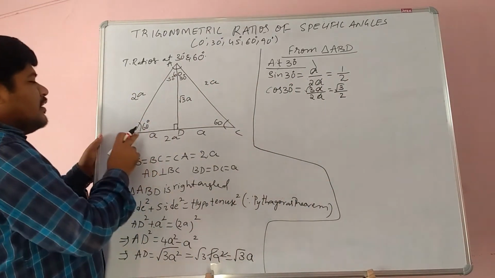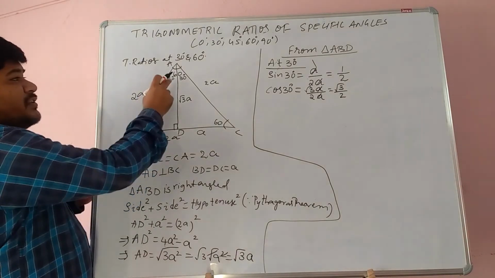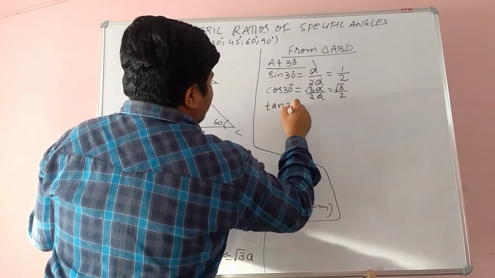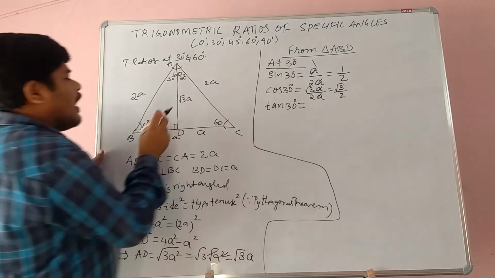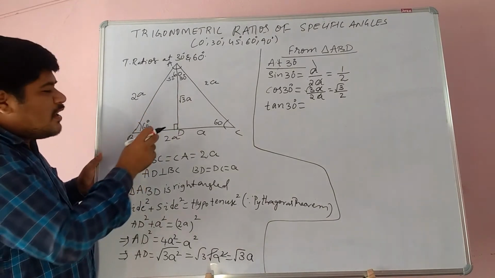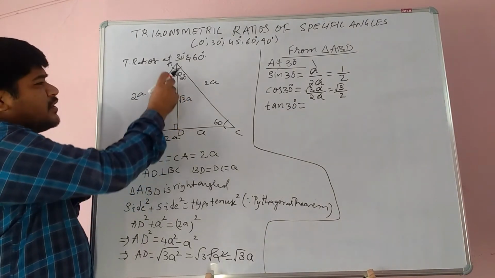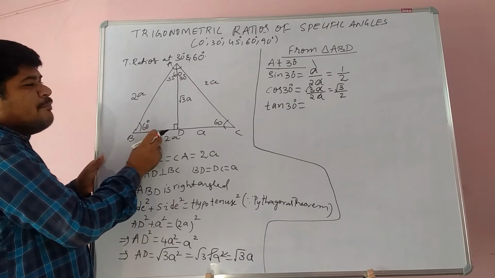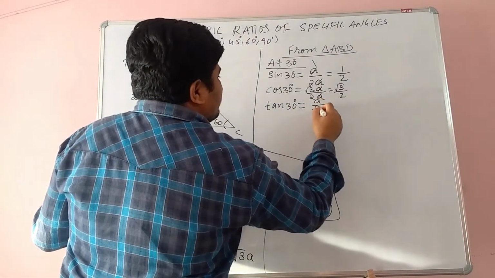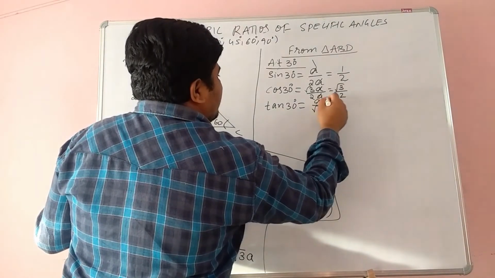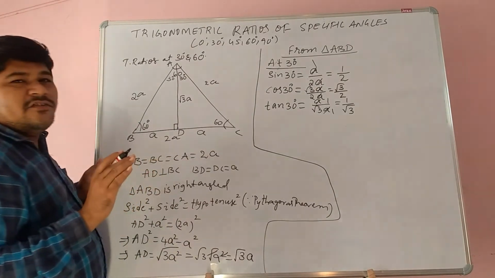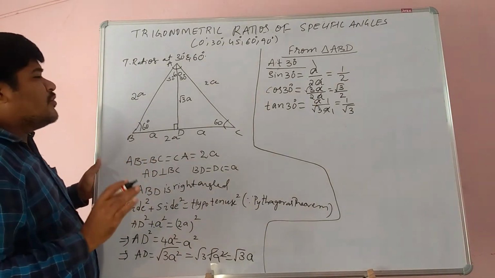Right? So now, with respect to tan. So tan 30 degrees is equal to... what is tan theta? Opposite side by adjacent side. So tan 30 degrees is equal to A by root 3A. So here A 1 sir, A 1 sir. What is left? 1 by root 3. So tan 30 degrees value is 1 by root 3.